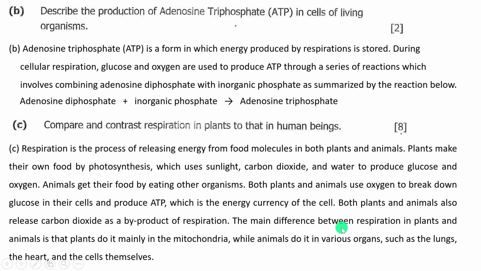The main difference between respiration in plants and animals is that plants do it mainly in the mitochondria, while animals do it in various organs such as the lungs, the heart, and the cells themselves. All right, so we are done with this. So we had only one paragraph.